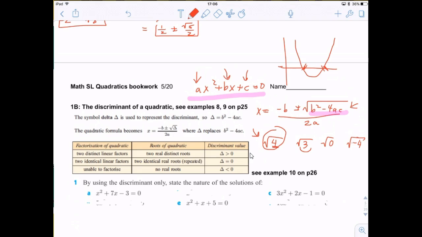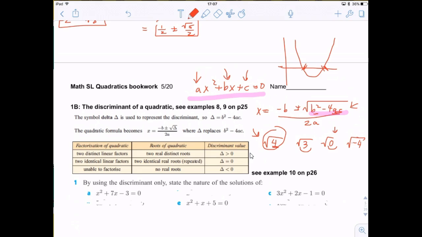And then sometimes the book is going to give you a problem where b squared minus 4ac is going to work out to be 0. So b squared is actually going to be the exact same value as 4ac, and when you subtract them, you get a 0. And that's a really special case, and we're going to talk about what that looks like when you graph it.